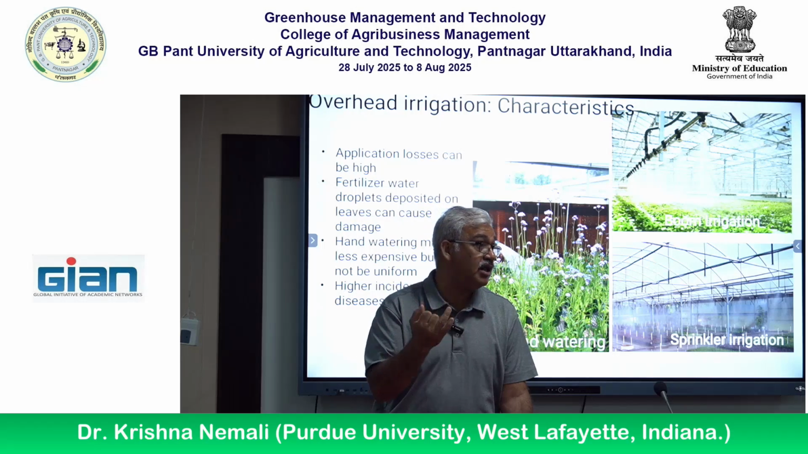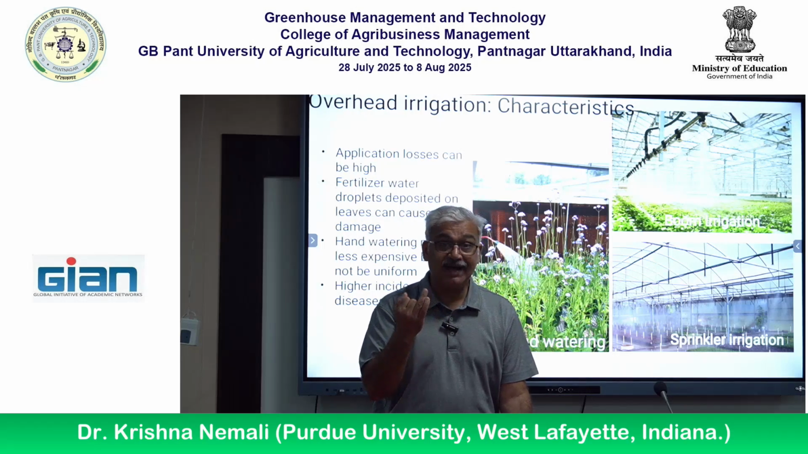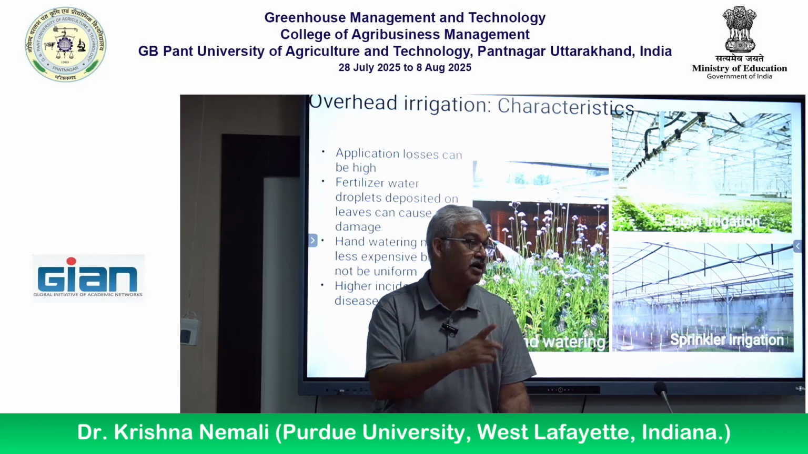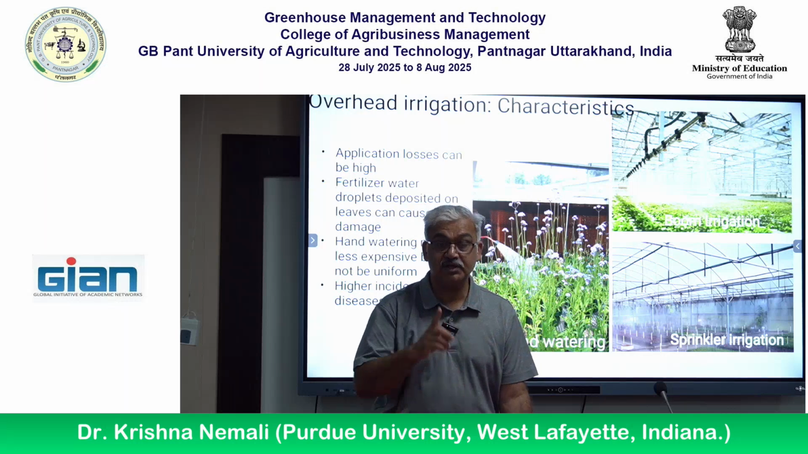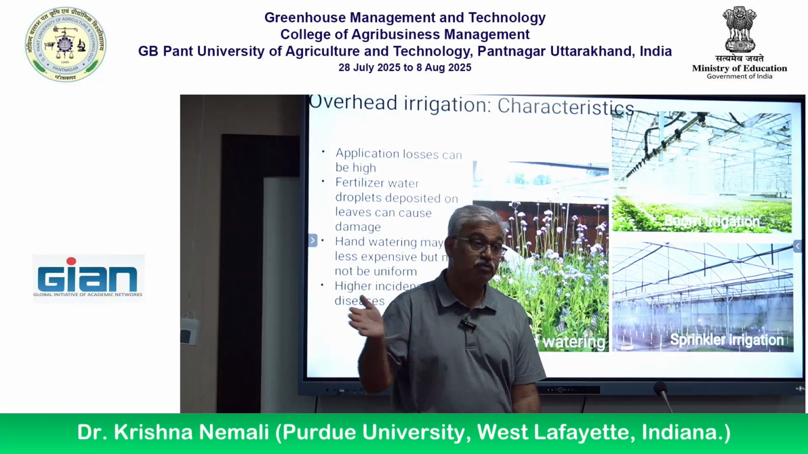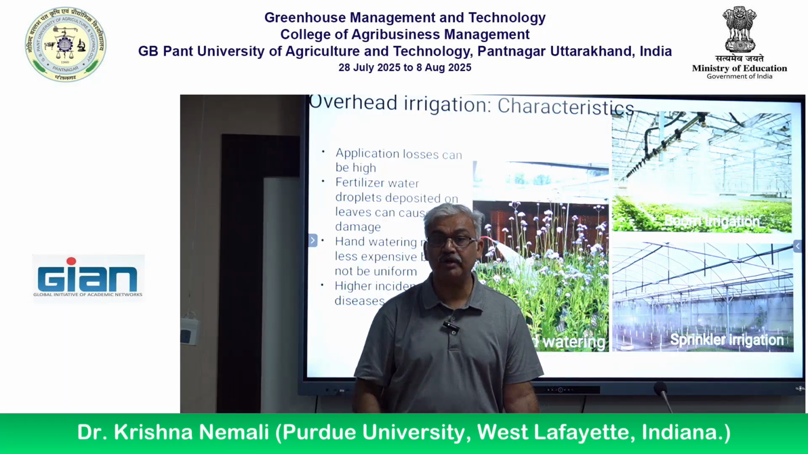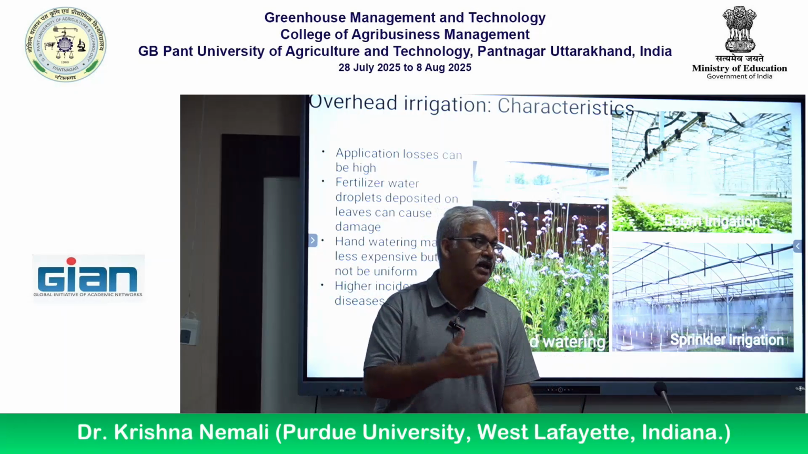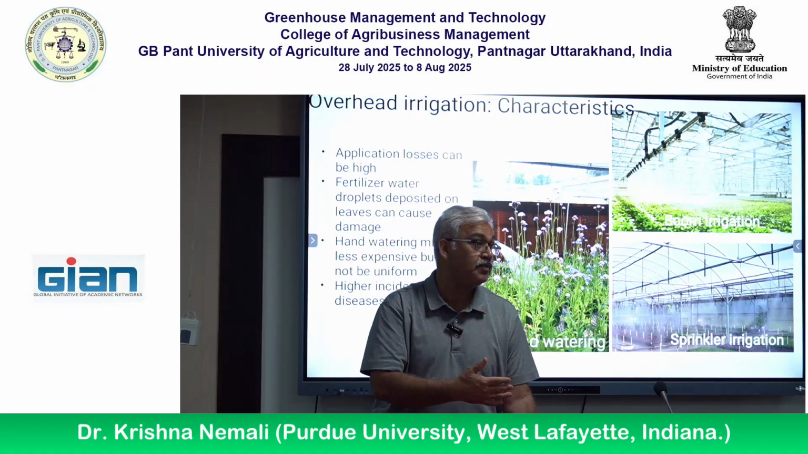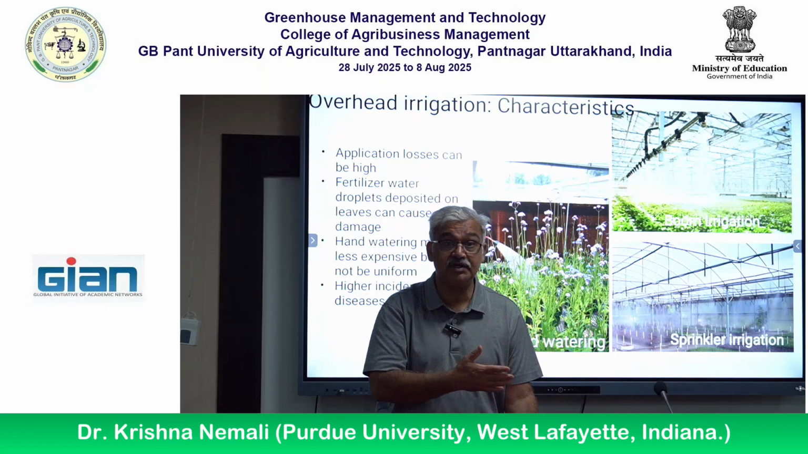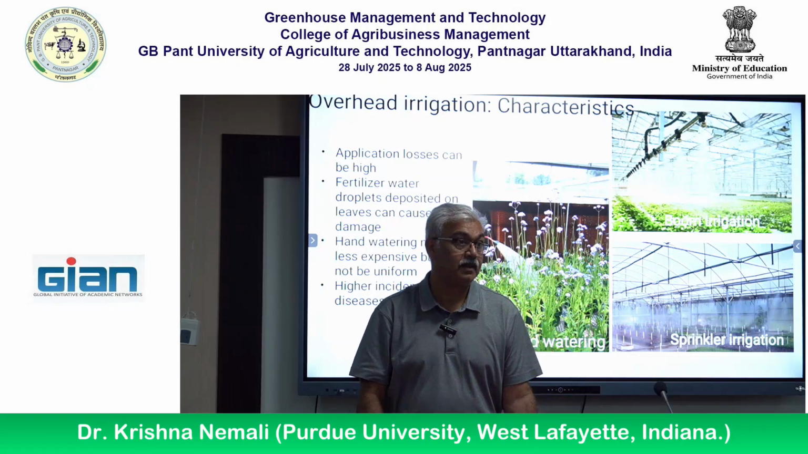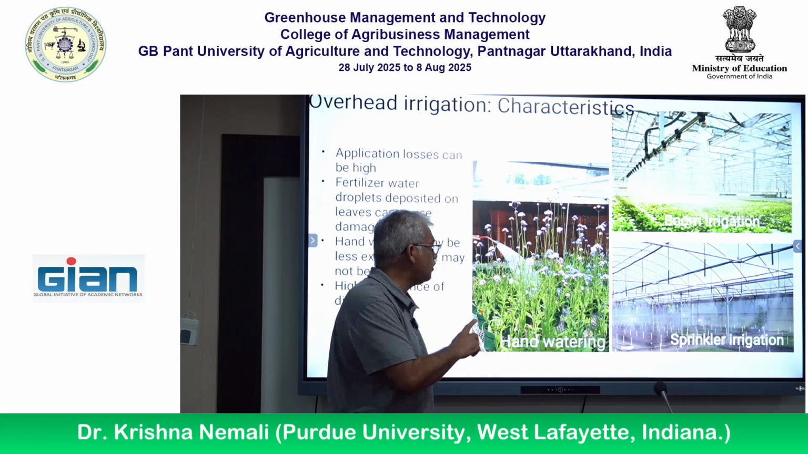So leaching losses, fertilizer accumulation on the leaves and scorching the leaves, bacterial diseases, fungal diseases, wastage of water, all these are disadvantages with overhead irrigation. The only advantage is, for some of them, not all of them, like hand watering, it is very inexpensive, cheap. But if you are going with boom irrigation, sprinklers, it can also cost. So there are a lot of disadvantages with overhead irrigation, and that is the reason why in many of the Western countries, especially in Europe, and also some of the greenhouses I've seen in the United States, they use sub irrigation.